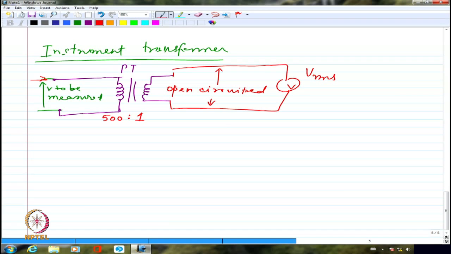So a potential transformer will always have a higher number of turns towards the side from which I want to measure the voltage and a much lower number of turns towards the other low voltage side. And the low voltage side invariably will be open circuited. It cannot be connected even with a smaller value of resistance. So in this case, if I call this V1 and this V2, I am going to have V1 by V2 equal to N1 by N2. But I cannot write this as equal to I2 by I1, because it is open circuited. I am not going to have any current on the secondary side, literally.